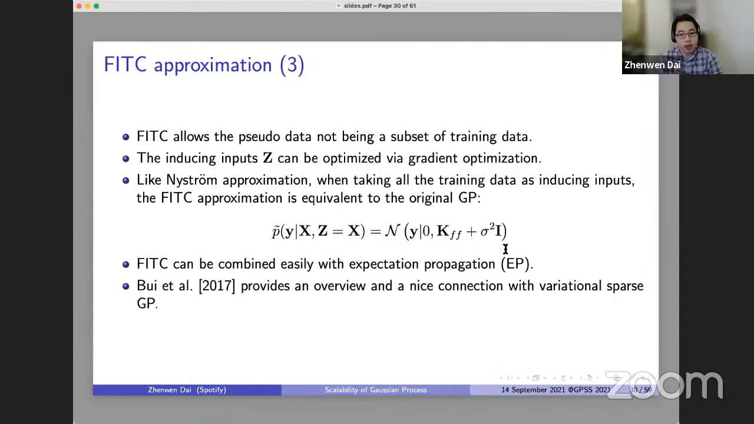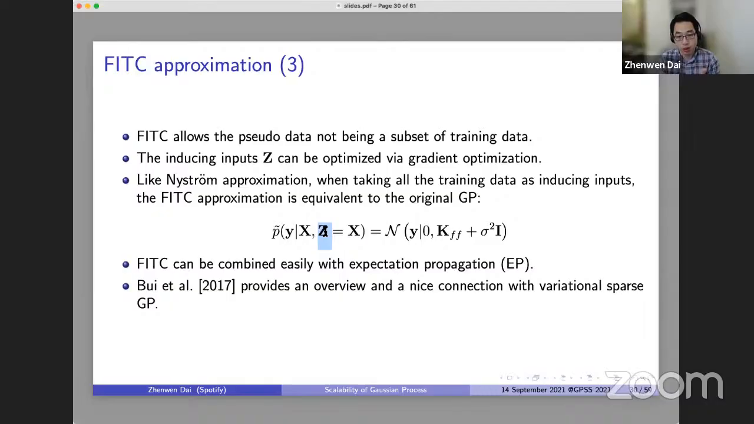So a bit of summary. The major difference compared with the Nyström approximation is that Nyström approximations randomly subsample the data to construct the low rank approximation of the covariance matrix, but FITC is constructed based on some pseudo data. So the Z is under our control. We can choose it to be at an arbitrary location.